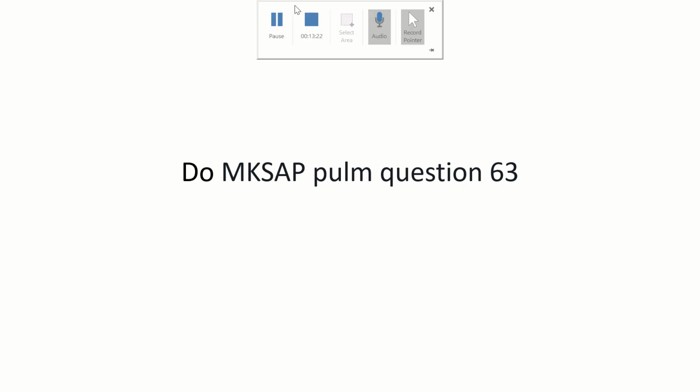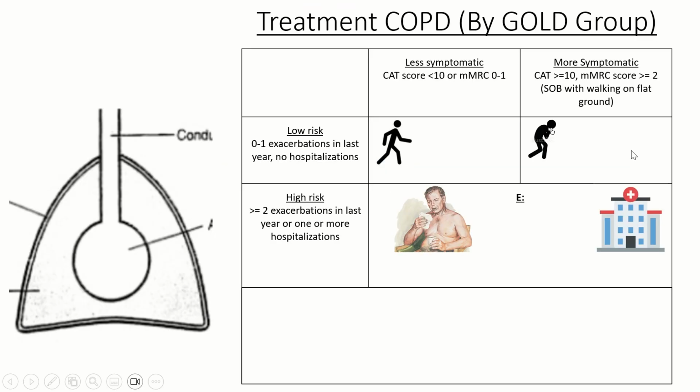We will go over that. All right, so this really gets us into treatment of COPD. Treatment of COPD is by GOLD. GOLD came out with new guidelines, and I think it makes treatment of COPD a lot easier.